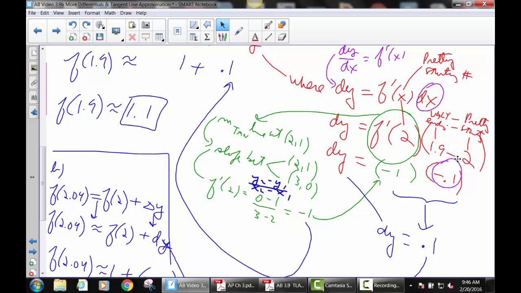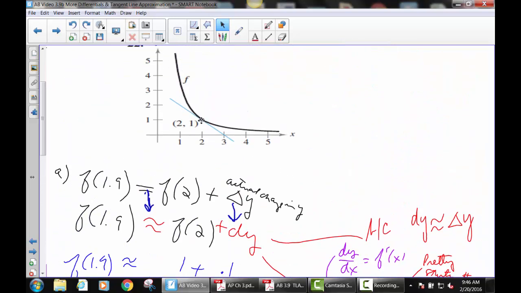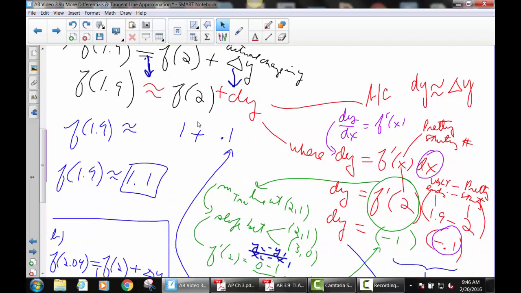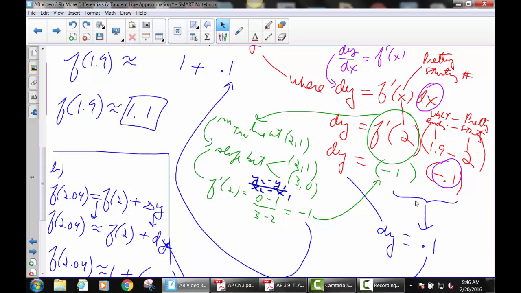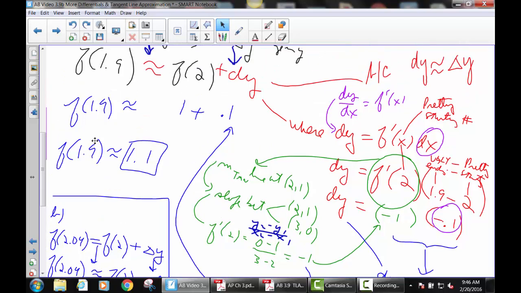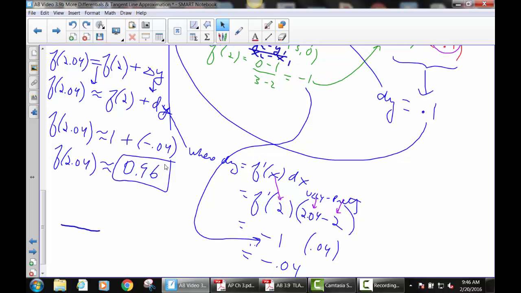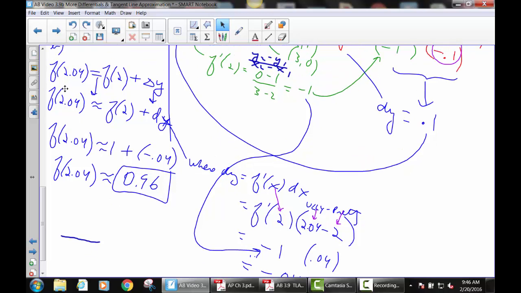The ugly number 1.9 minus the pretty number 2 is negative 0.1, and that's obvious on the graph, since to get to 1.9 comma something, we're moving to the left. So it makes sense that the delta x is negative. We multiply that together and find out that dy is 0.1. We take that dy, plug it in here, and our approximation is 1.1. You do the exact same thing to approximate f of 2.04.